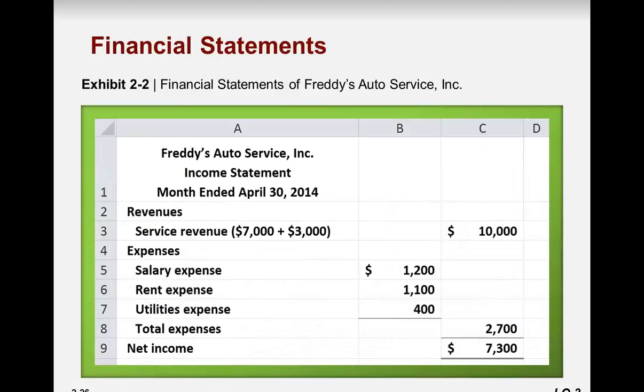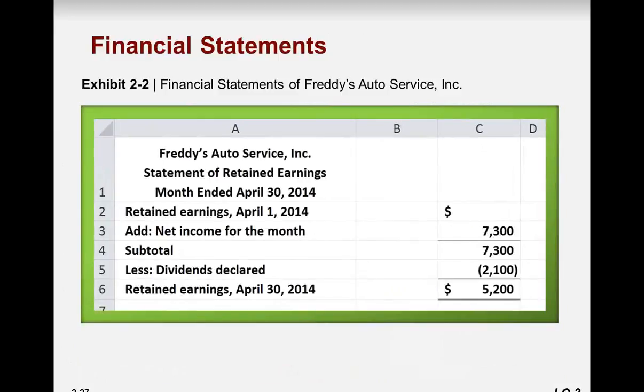Okay. And then to pull our financial statements, we just pull these amounts right from our little work that we were doing before. So we had service revenue of $7,000 plus $3,000. We had total salaries expense, total rent expense, total utilities expense, and then our net income is $23,000. Then we complete our statement of retained earnings, which is beginning, which is 0, plus our net income, minus any dividends to get our ending retained earnings.